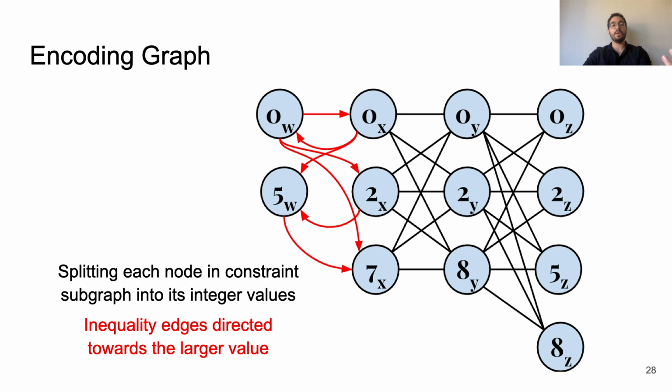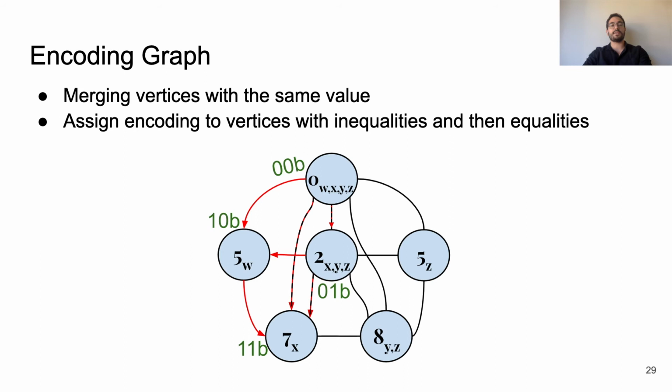In the encoding graph, inequality edges must be directed toward the larger values. Then Satune merges the nodes with the same value that are connected, so they all get the same encoding. For example, zeros are connected and they all will be merged. First, Satune assigns encodings to the vertexes that appeared in inequalities, which are marked as red. We topologically sort the red graph to assign unique encodings to the nodes in a topological order. The node 0 has no incoming edges, gets binary encoding 0, and the next nodes get the next numbers.